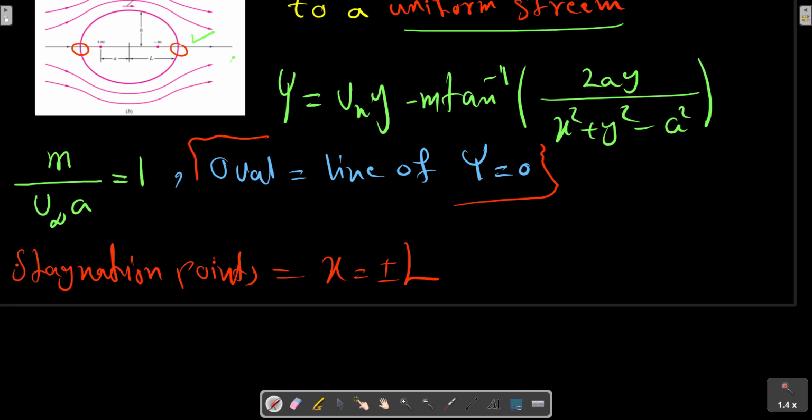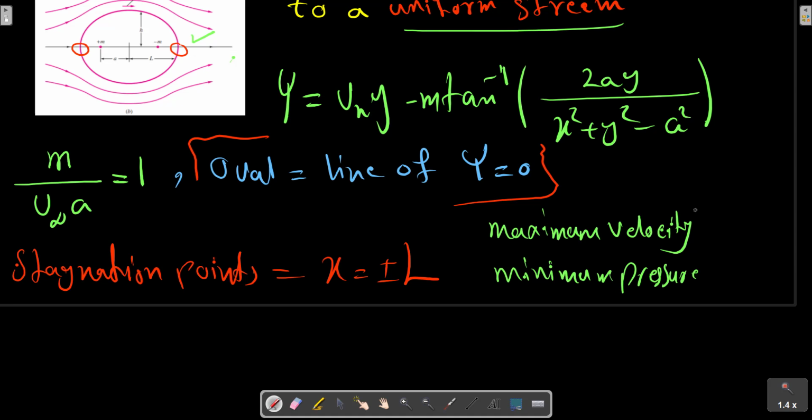There are also points of maximum velocity and minimum pressure at the shoulders, the edge of the oval, as shown also in this picture. So we have h, stagnation point here, stagnation point here, V max, P min, V max, P min.